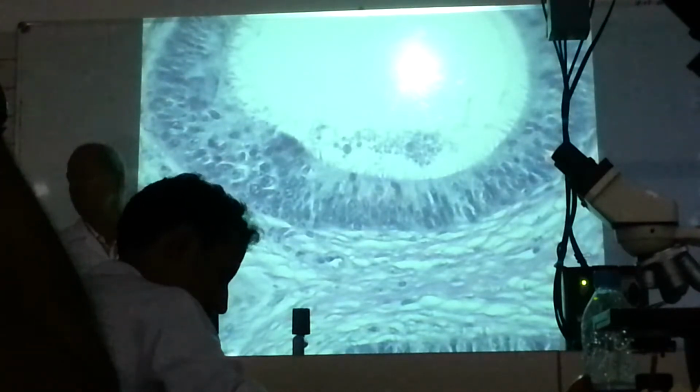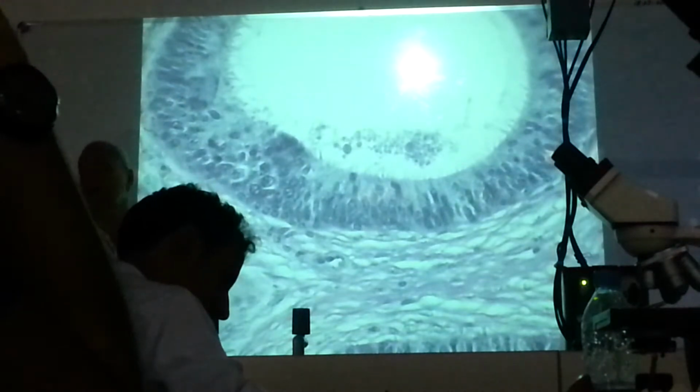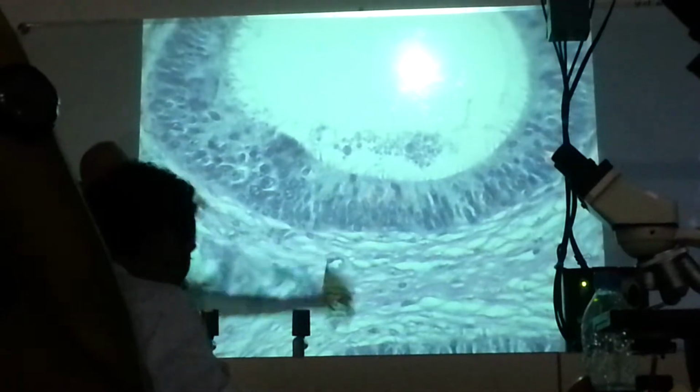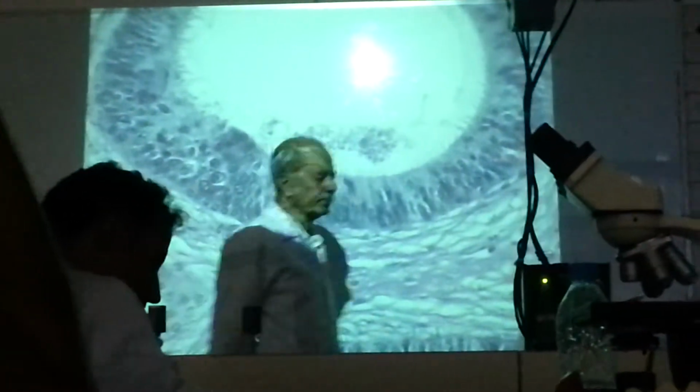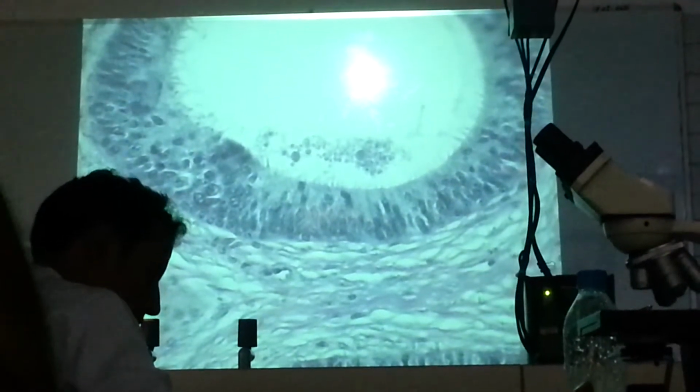Okay? Nuclei basal, right? Yes, all the nuclei are basal, they do not reach the surface. If they reach the surface, it's a stratified epithelium. Number 3. Okay? Move.